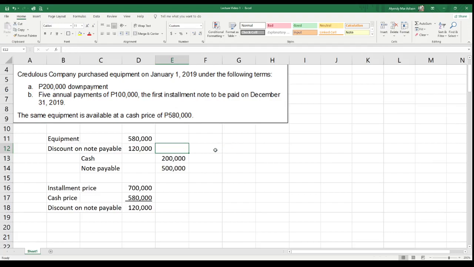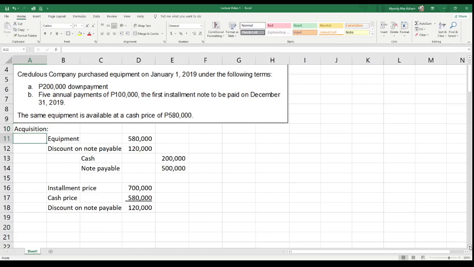Okay? So, if the problem will ask you, how much is the cost of the equipment at the time of the acquisition? It would be the 580,000, which is the cash price equivalent. Okay, so take note that this is the journal entry upon acquisition of the equipment.